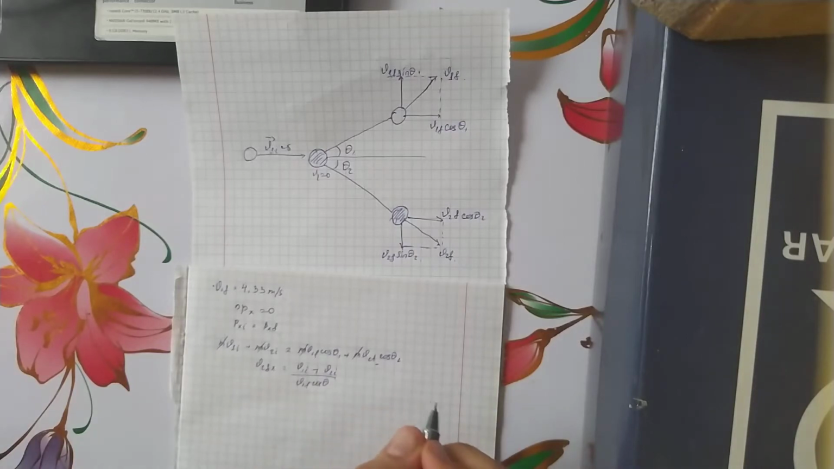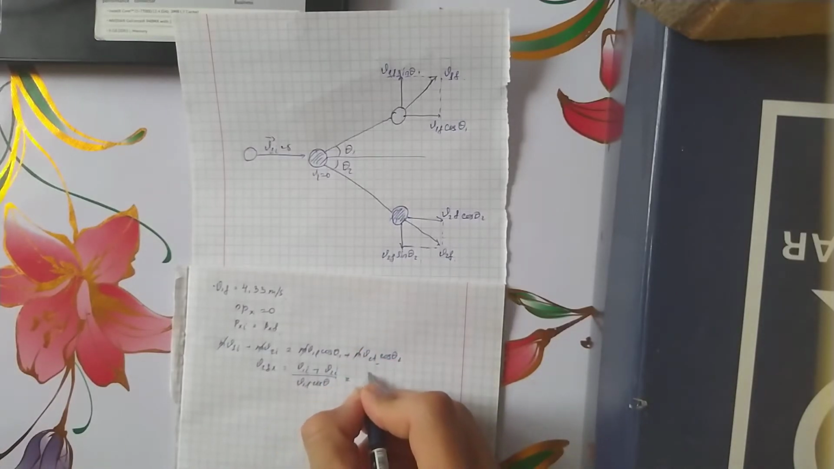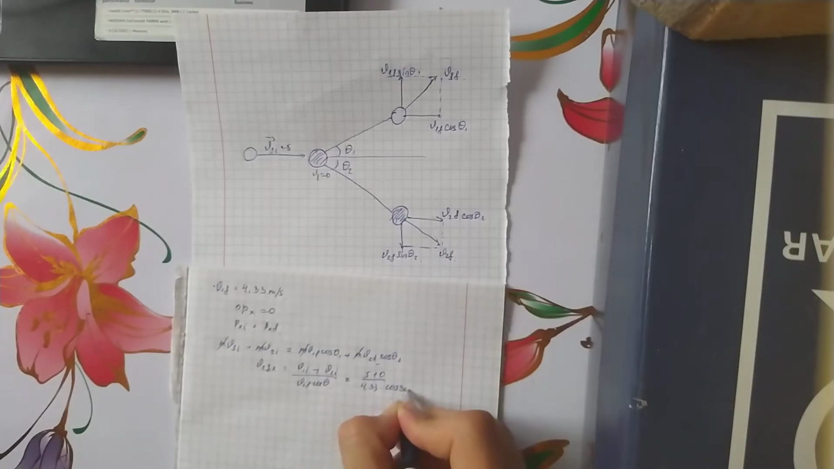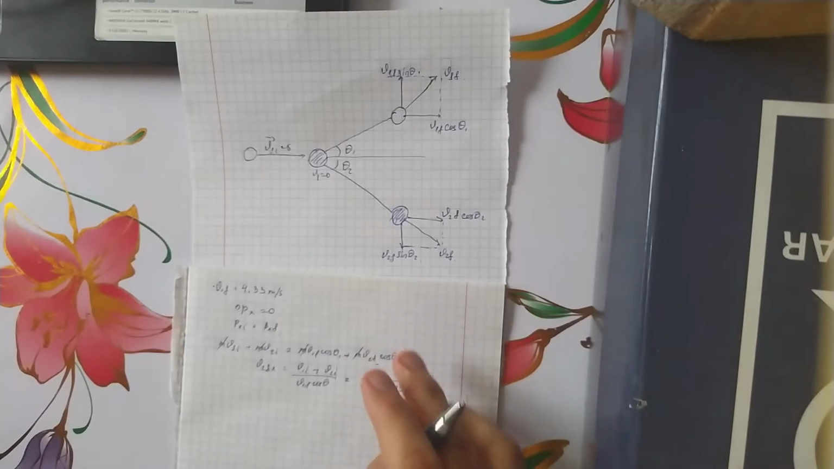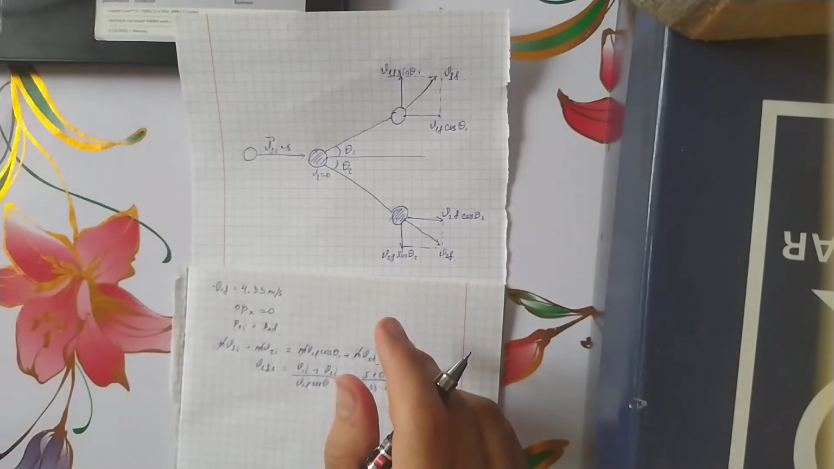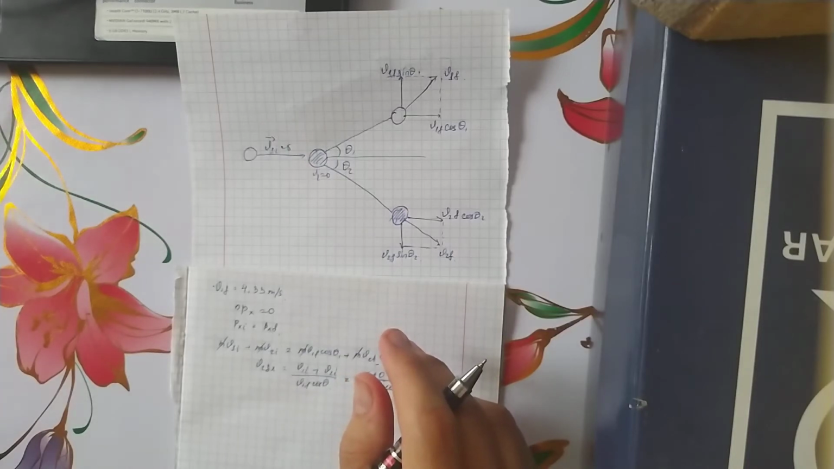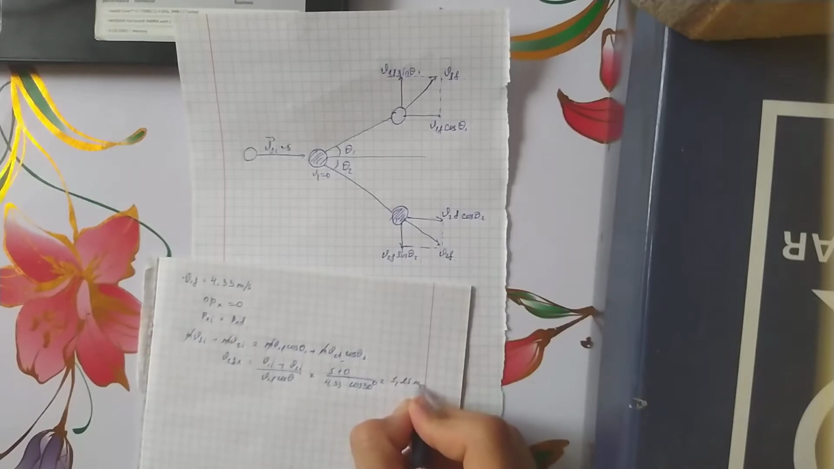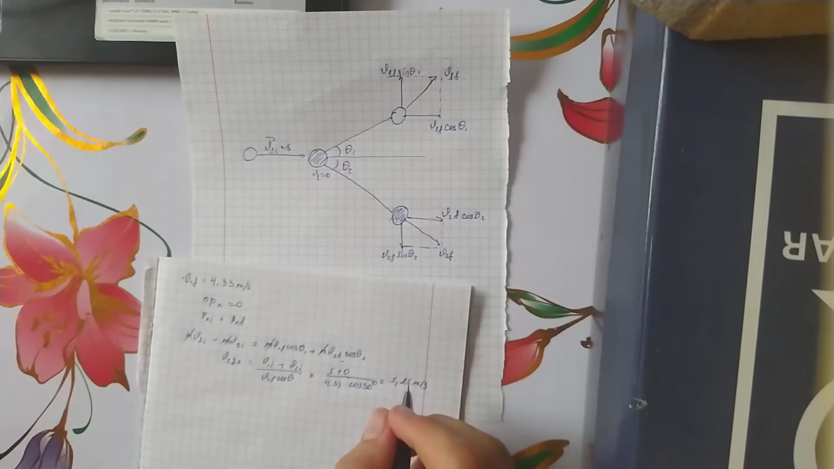Substituting numerical values, v2 final x equals 5 plus 0 minus 4.33 cosine 30 degrees. Let's calculate this equation. It is 1.25 meters per second. This is the final x component.